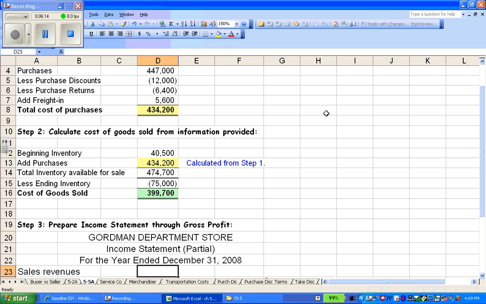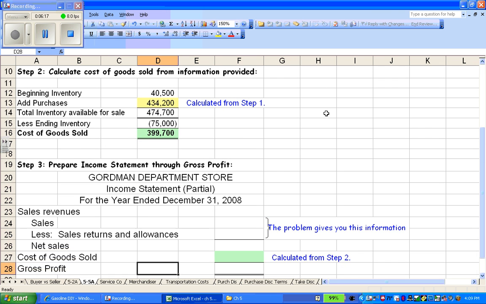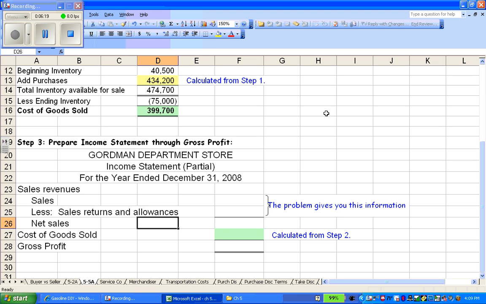Now I have the information to prepare my income statement. I have to take the sales, the amount that they give me, and again, they have to provide this to you in the problem. They tell me sales are 718,000. Okay, then I want to subtract out my sales returns and allowances. And on an income statement, you're not really going to show negatives. So here I'll put my sales returns and allowances as 8,000.